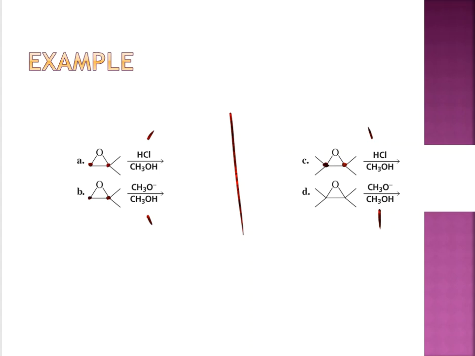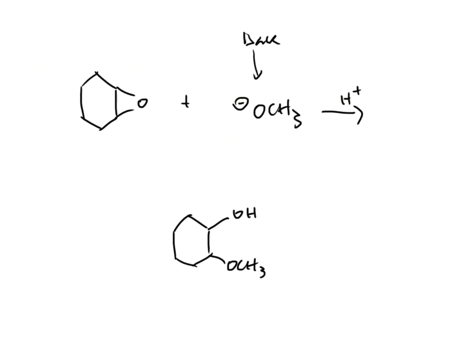This is where we ended up. A, B, C, D. Give me the products of the symmetrical and unsymmetrical epoxides under acid condition and under base condition. Whew. Okay, so let's see how well we did.